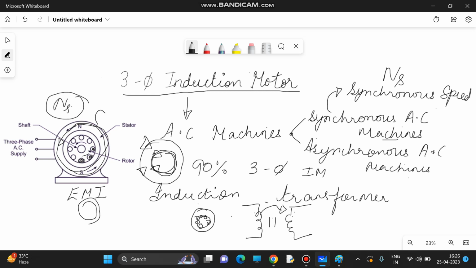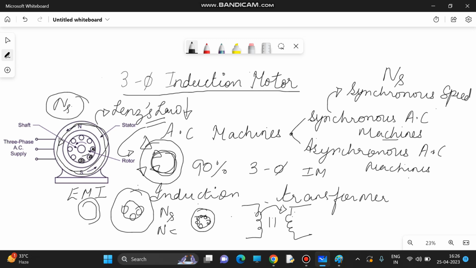Why is this so? This is due to Lenz's law. Now what does Lenz's law state? Lenz's law states that the effect, that is the movement of the rotor, will oppose the cause. What is the cause? It is the speed difference between the rotating magnetic flux and the stationary rotor conductors. The magnetic flux is rotating, so the speed is ns, and so far the rotor is not rotating. So what is the speed of the rotor? It is equal to 0. So what is the speed difference? It is ns. So it will try to bring down the speed difference. How will it try to bring down the speed difference? It will try to move in the same direction as that of the rotating magnetic field. Let the speed of the rotor be equal to some n.